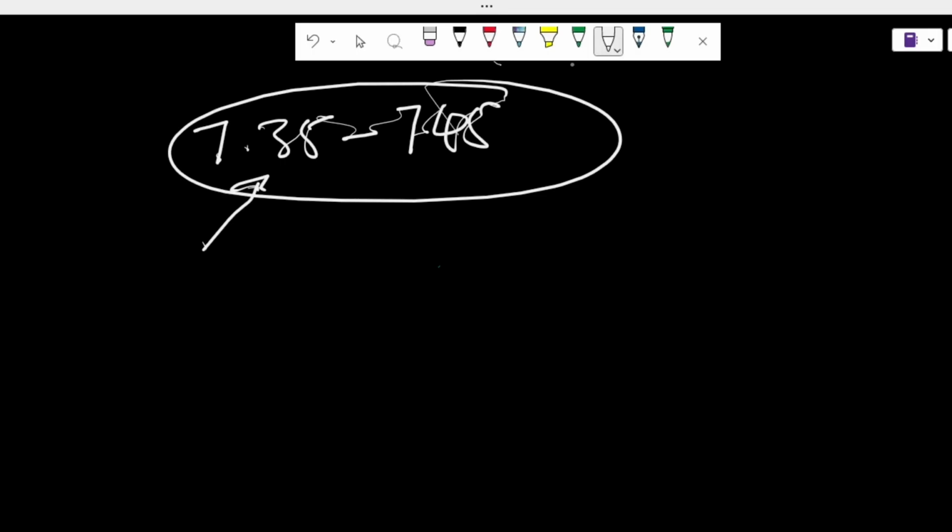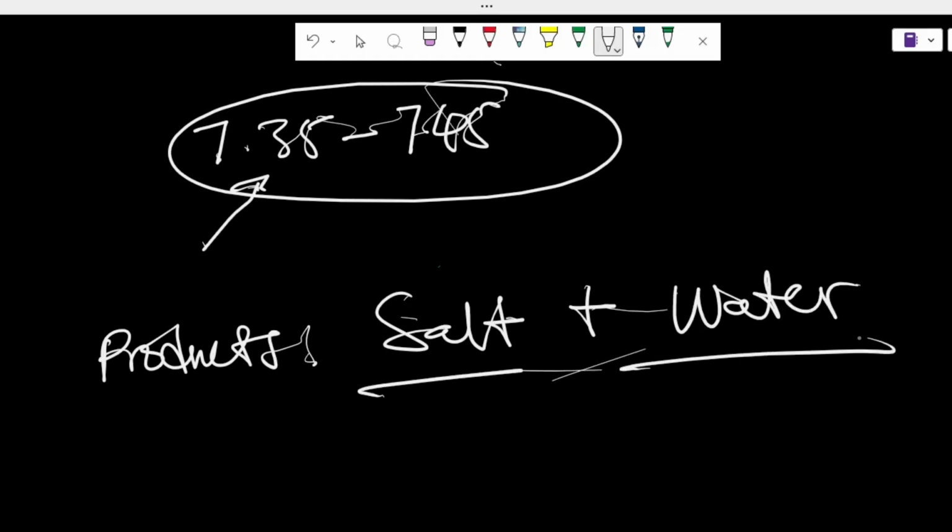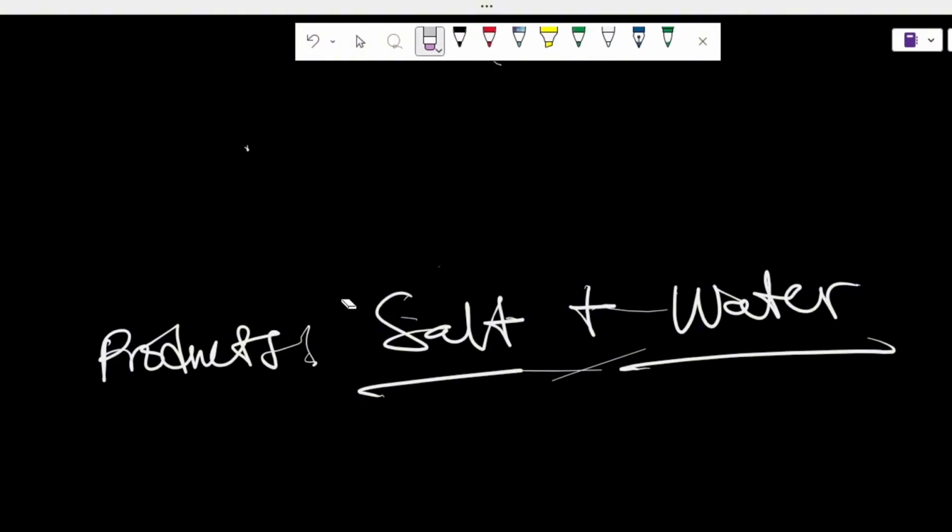So when you're talking about neutralization reaction, you only have 2 products. You have salt and water only. These are the only products you're going to get when you're dealing with neutralization reactions. So make sure that you understand these concepts.